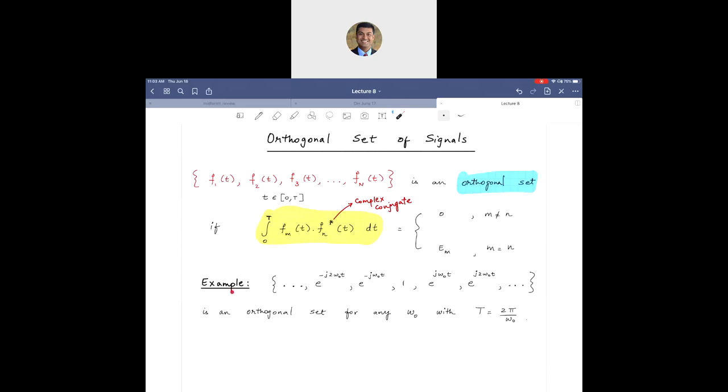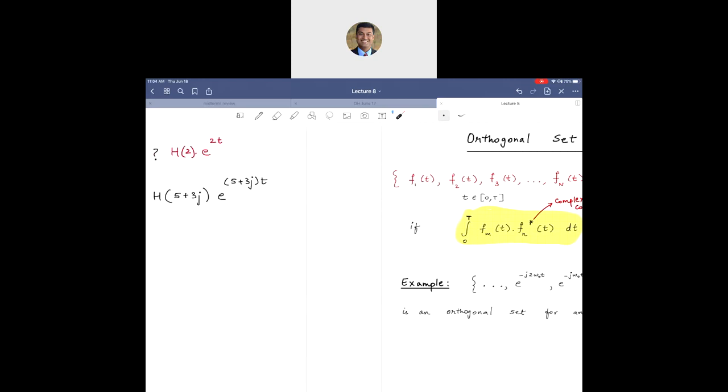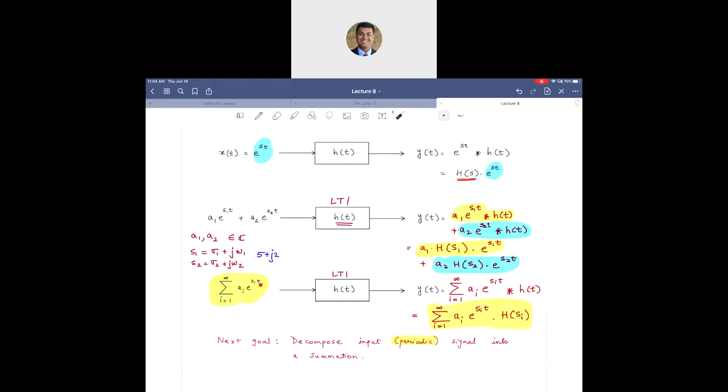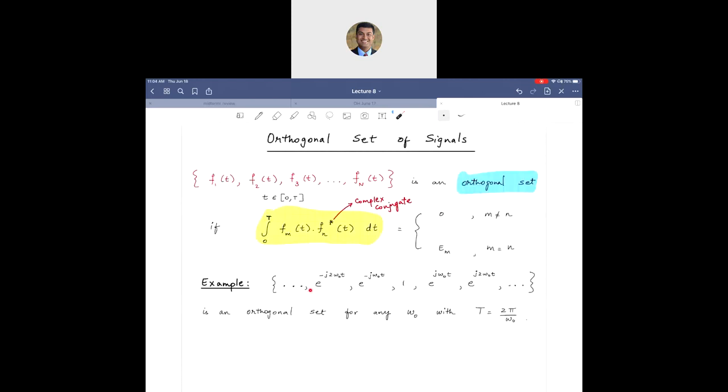As an example, let us consider a set. We have conveniently chosen a set of complex exponentials. Again, we are going back to that same motivation here. Our motivation is to be able to express an input as a summation of complex exponentials. So to conveniently use this, we are considering an example where our signals in the orthogonal set are chosen in such a way that you have complex exponentials.